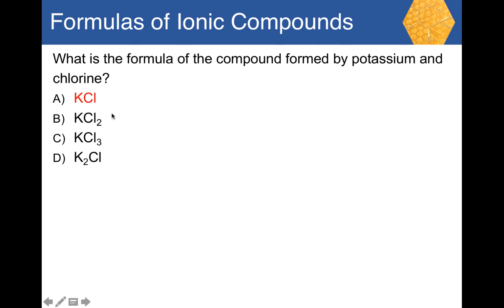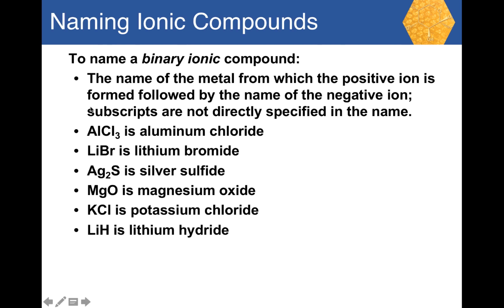Let's see what's on the answer here. And it's not a surprise that this is the answer. And notice again the way it's written. It's K cation followed by Cl anion. So always write your cation first followed by the anion.